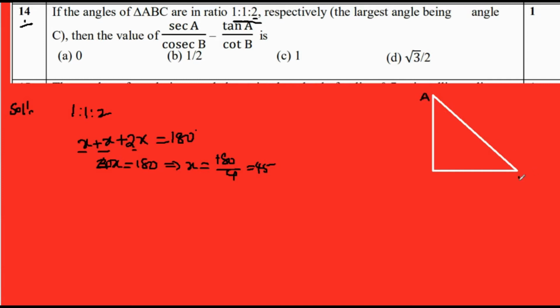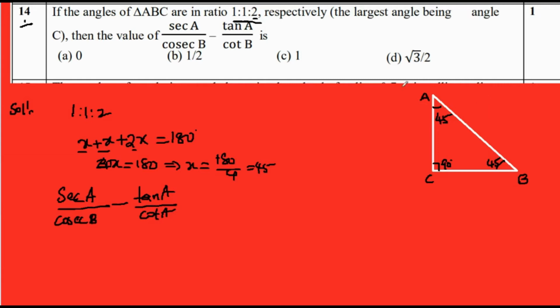I will take this as A, B, C, as C is the largest angle. Angle A will be 45. Obviously angle B will also be 45. Reason is 1 is to 1, both the first and second angles should be the same. And the third angle will be obviously 90 degrees based on the angle sum property. Now we will find the value of secant A by cosecant B minus tan A by cot B.